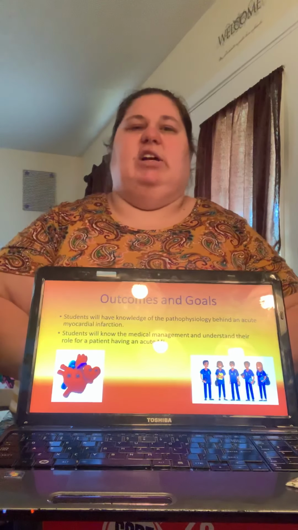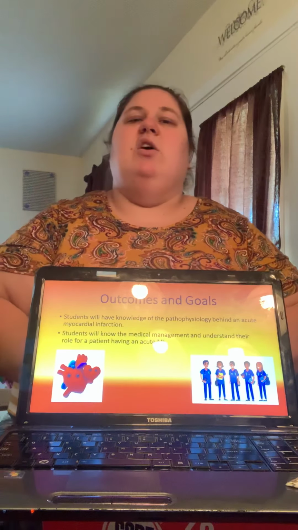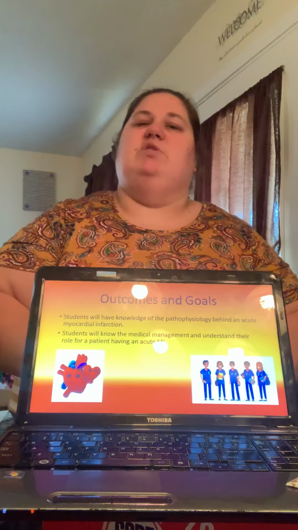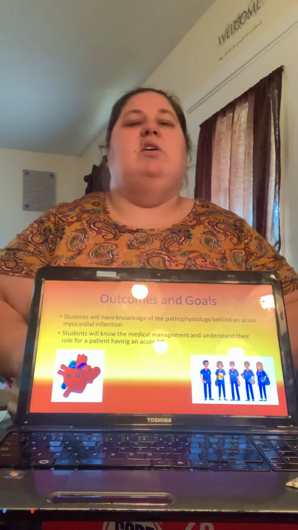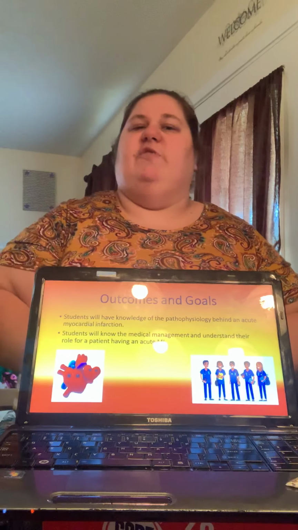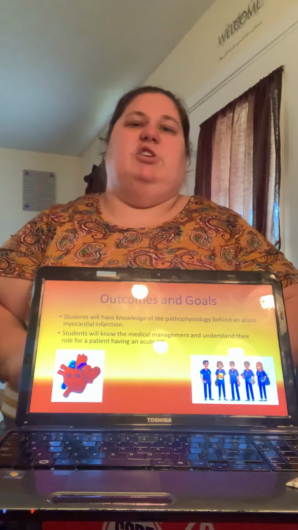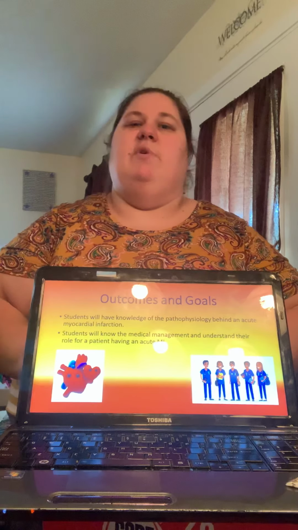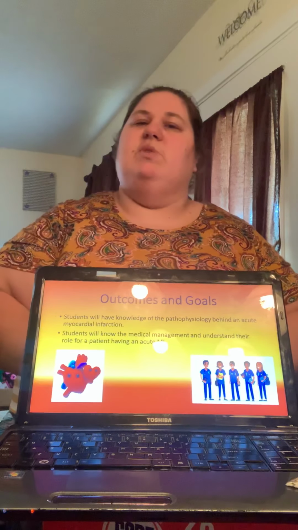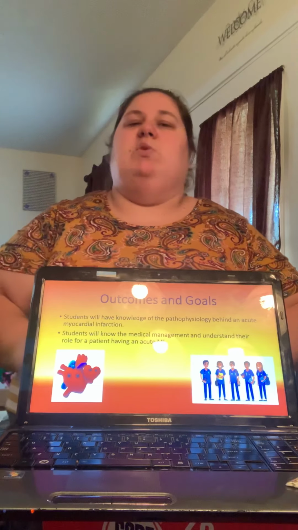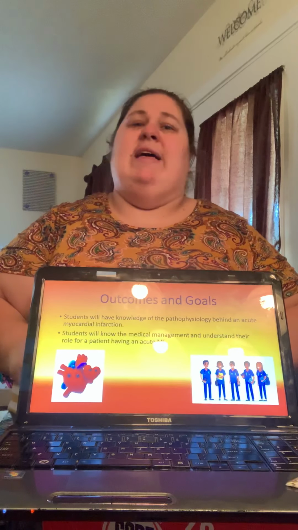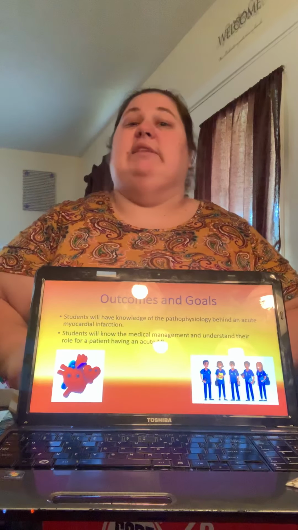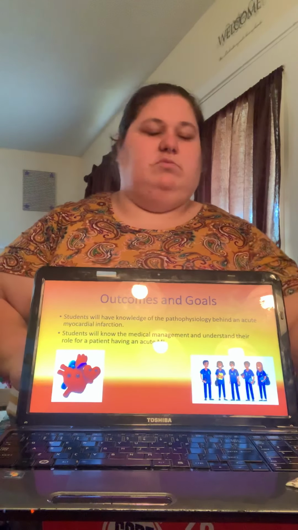So this first slide here is talking about course outcomes or goals. These are general concepts or ideas that we want the students to have achieved at the end of this course. One of those is to be able to explain the pathophysiology behind a myocardial infarction. So for this lesson, we want them to identify the regular circulatory system, what's normal. We also want them to recognize when something's abnormal. So we want them to know the pathophysiology behind a myocardial infarction, what's going on inside the body that's causing something to be wrong.